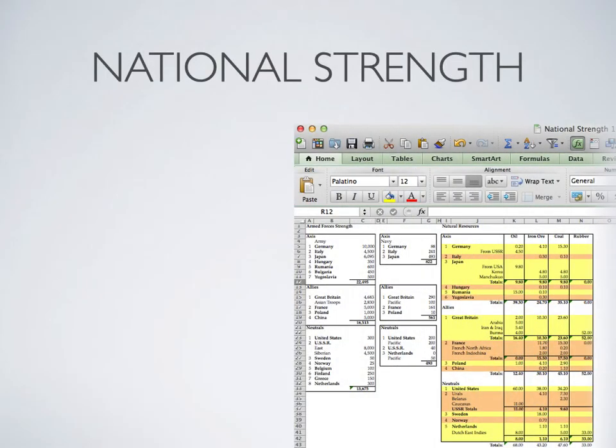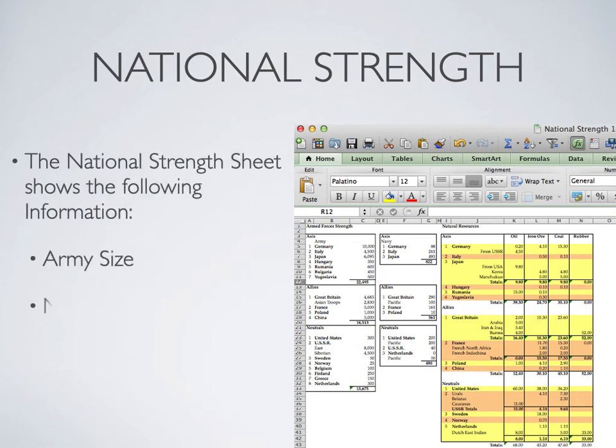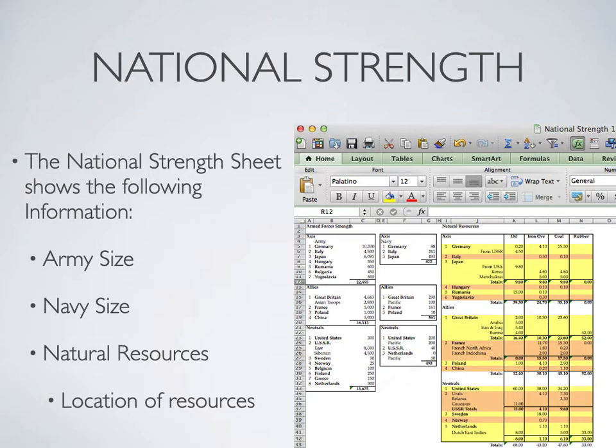The next sheet we're going to talk about is called the National Strength Sheet, and this will show the following information. It'll tell you the Army sizes, the Navy sizes of each country, but most importantly, it will tell you where the natural resources are located in those countries, because those are very important strategic places that were important to both the Axis and the Allies as to where resources were located to either acquire for their own alliances or to take away from the other side.